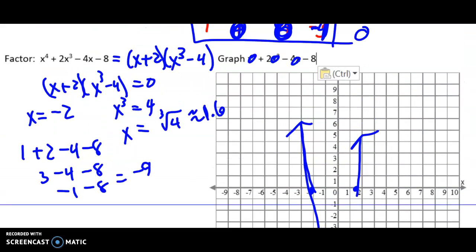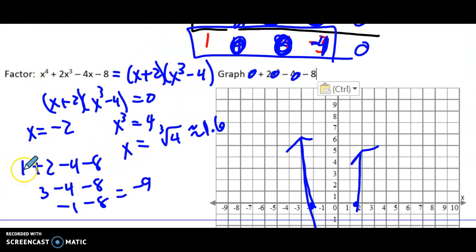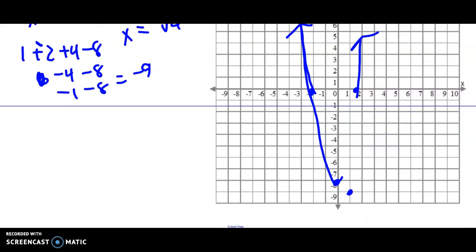And -1, -1 to the 4th is 1. This will be a -2 and a +4 minus 8 if I put -1 in up there. So that gives me -1 plus 4 is 3, minus 8 is -5. So -1 gives me -5. Oh, I was right about that. So I kind of come down here. It's more like that. So I guess I was just assuming it went right through the middle there, but it doesn't. Okay. We can graph it on Desmos if you want to just see it a little nicer.